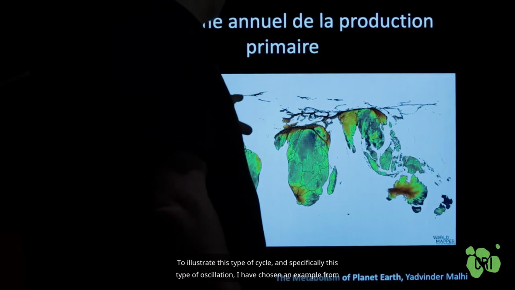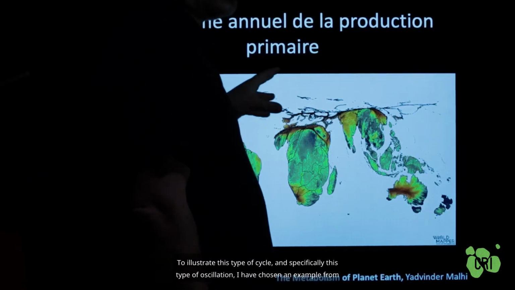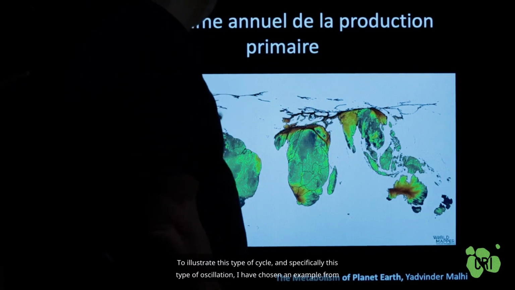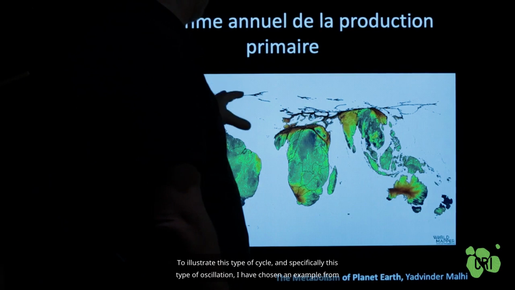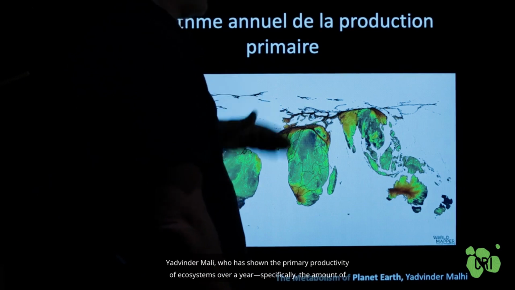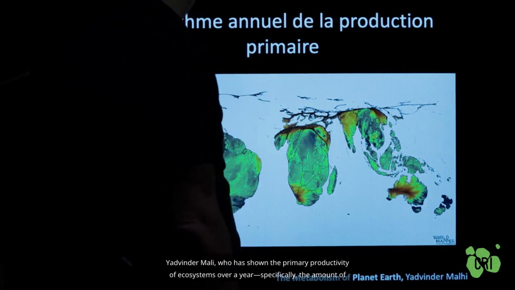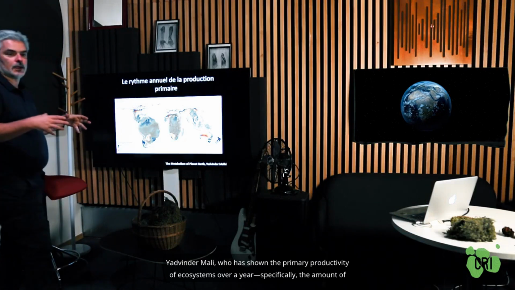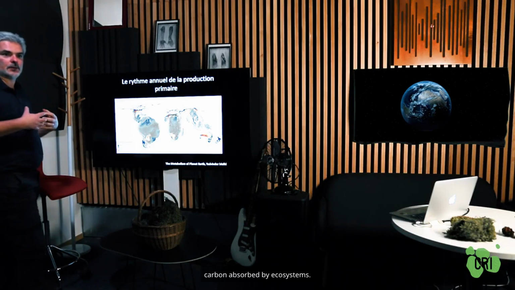To illustrate this type of cycle, and specifically this type of oscillation, I have chosen an example from Yadvinder Mali, who has shown the primary productivity of ecosystems over a year, specifically the amount of carbon absorbed by ecosystems. Here is the image for January.